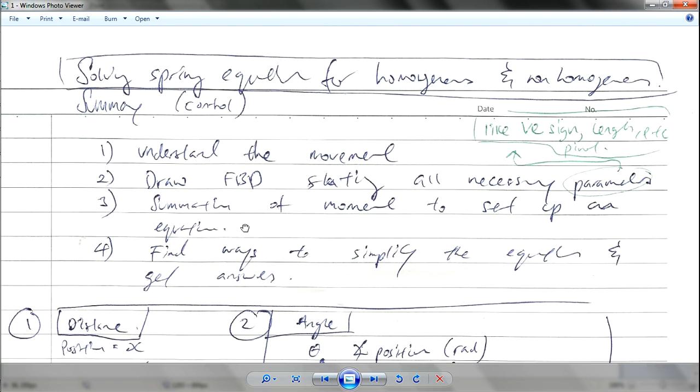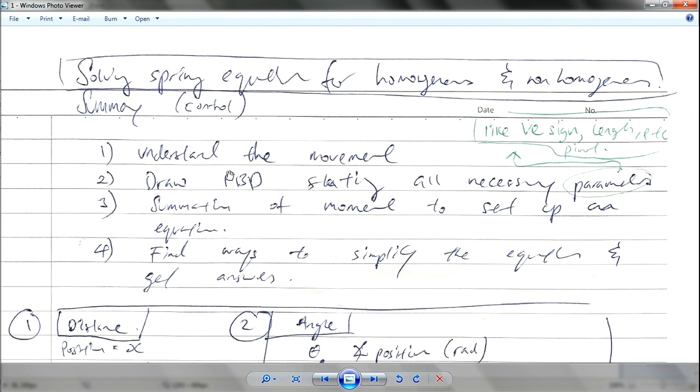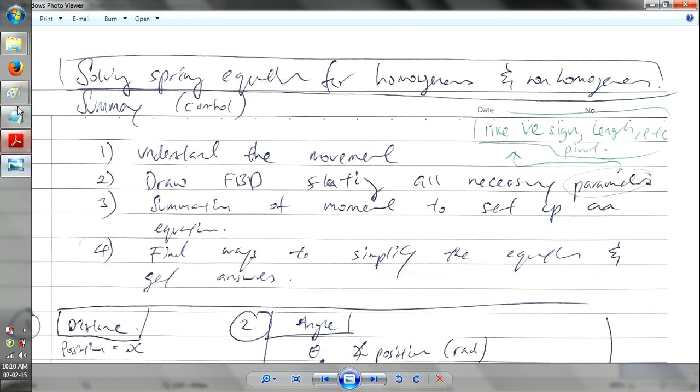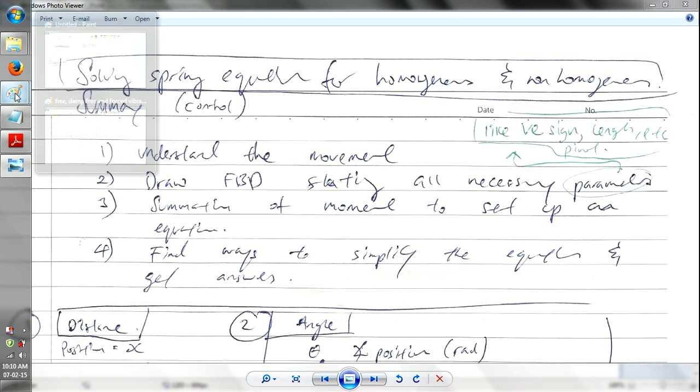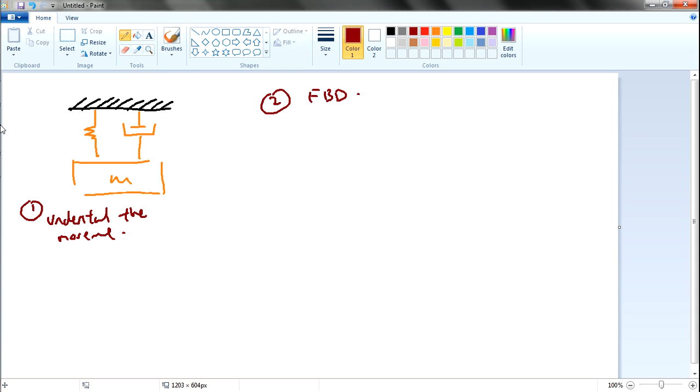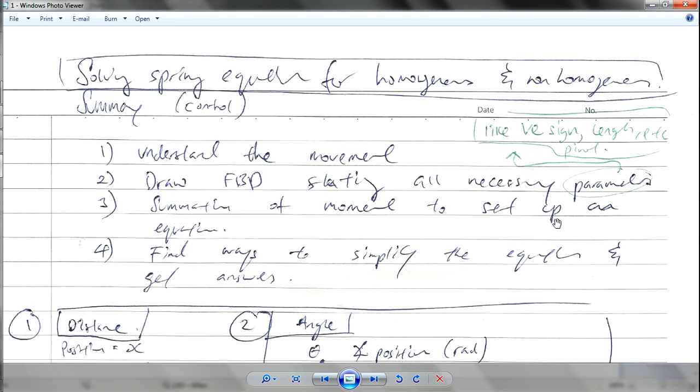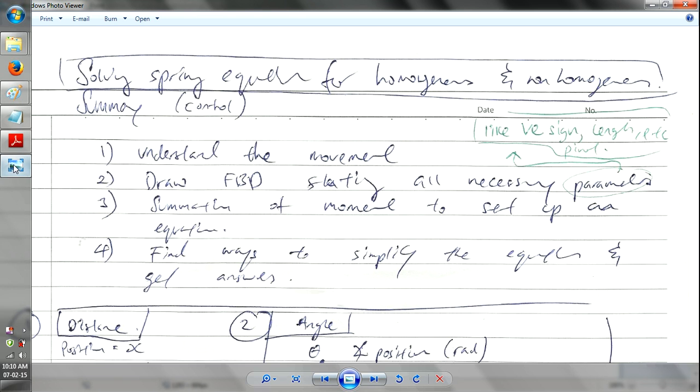So if you remember, last time we used this set of step-by-step basis to deal with a lot of stuff. Similarly, when you want to analyze a system, we want to analyze a forced vibration system. We're going to use this thing again. If you forget, never mind. Let's go through it again. The first step is to understand the movement.